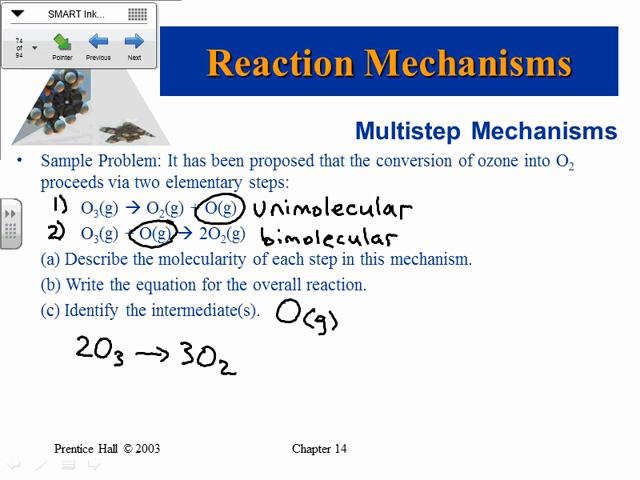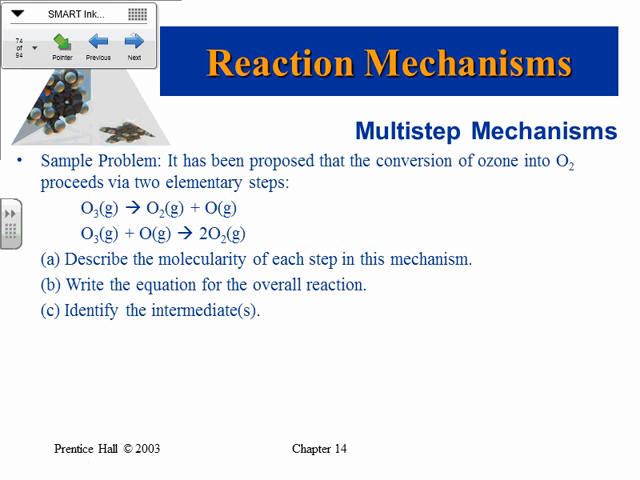Okay? So when you're looking for the intermediate, you're looking for something that's produced in the first elementary step, and then it's used up almost immediately in the second elementary step. So it's like it was never there. Okay? The intermediate will never show up in the balanced chemical equation. Okay.